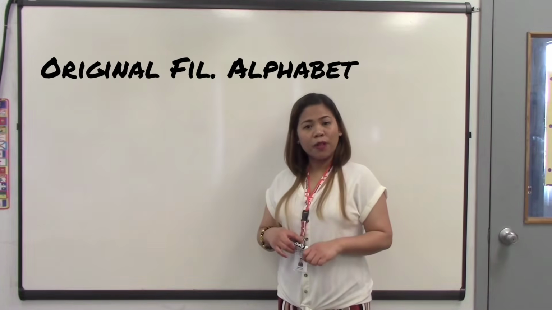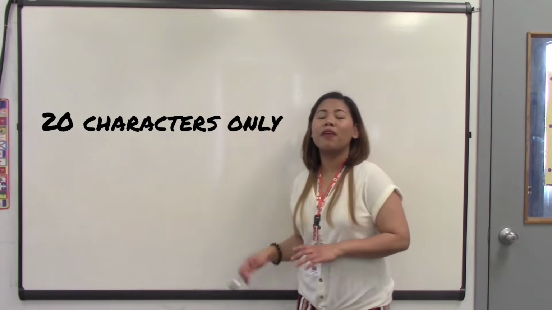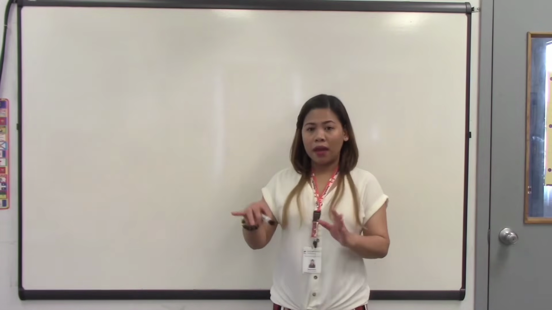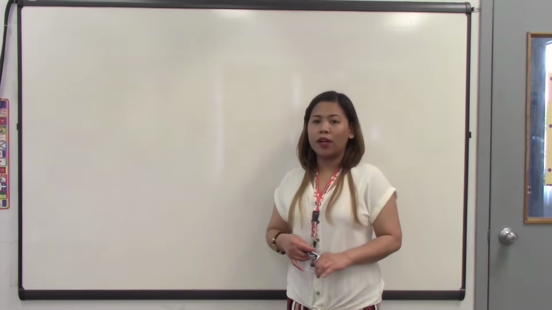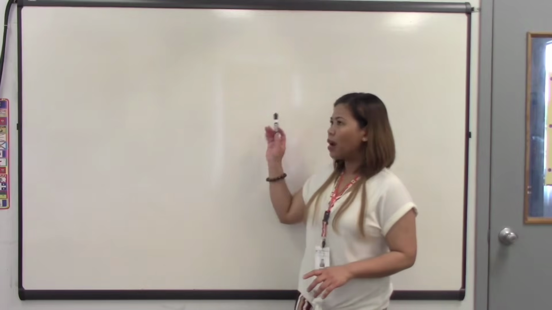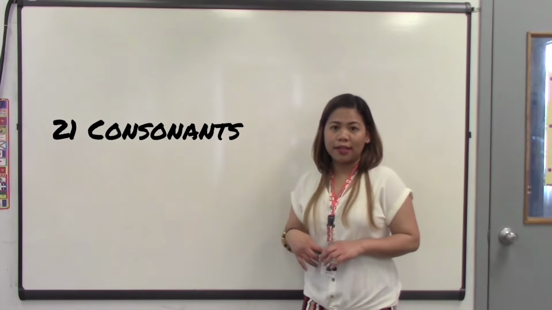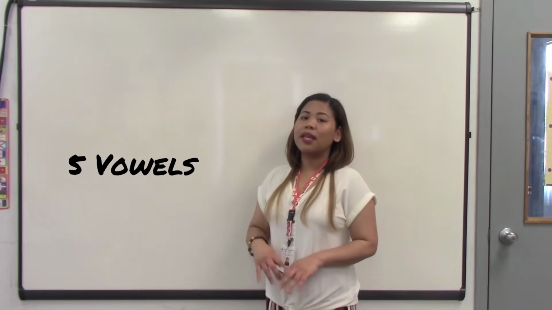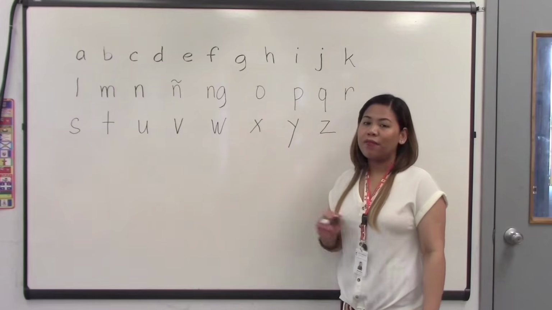The original Filipino alphabet has only 20 characters, but because of several colonizers who came to the Philippines, we borrowed several words from them too. So our characters became 28. 21 of them are consonants, 5 are vowels, and 2 are diphthongs. This is the Filipino alphabet.